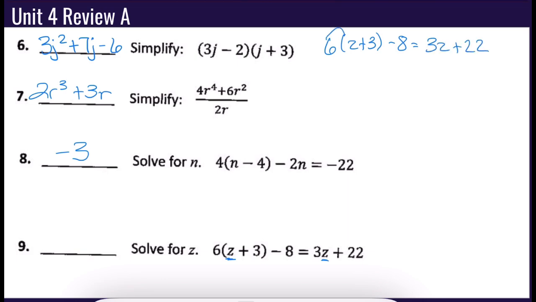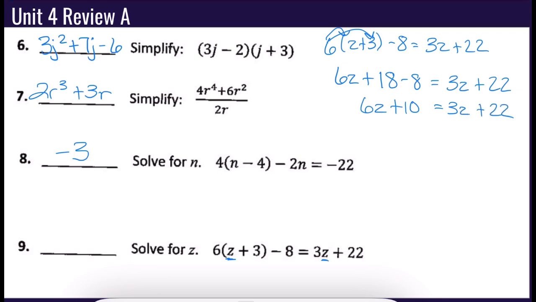So I'm going to use distributive property. 6 times z is just 6z, plus 6 times 3 is 18. That minus 8 just comes straight down, and the 3z plus 22 just comes straight down. So now I'm looking at it, and is there anything I can do to simplify stuff? Well, yeah, I can do that 18 minus 8. That would give me a 10. So I've got 6z plus 10 equals 3z plus 22.